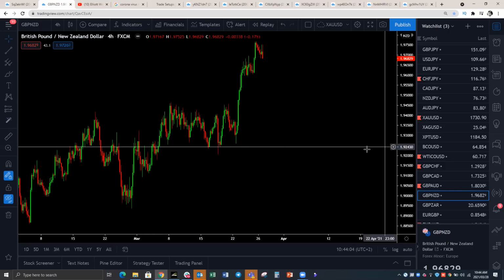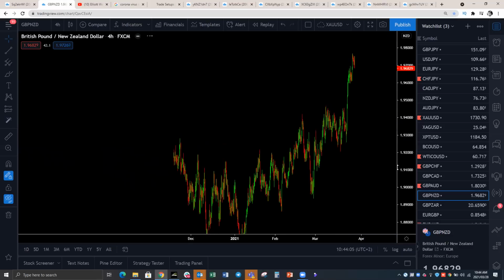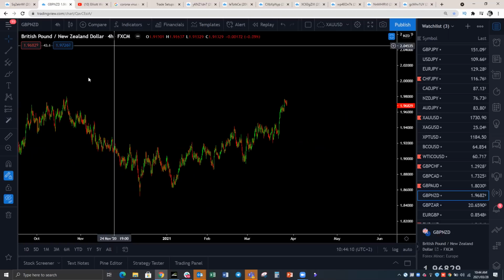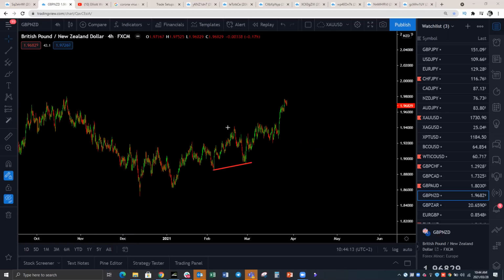Pound New Zealand, also a clear three-wave structure. A clear three-wave structure here on pound New Zealand. We've got this running flat in the middle.